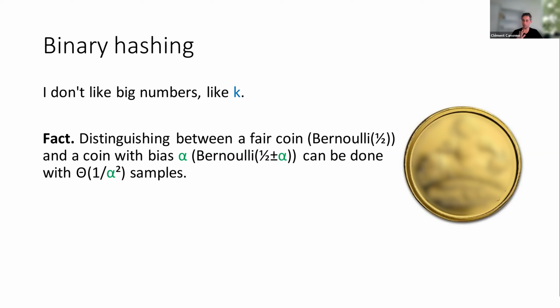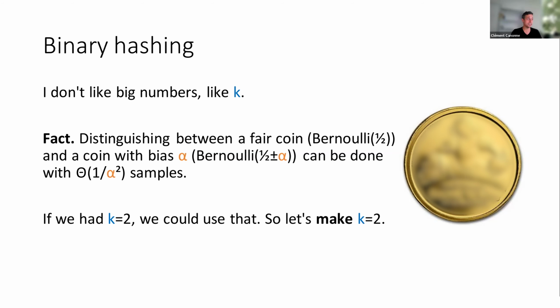And I mean, we know the answer to this one. I think if we didn't know by now, it would be pretty concerning. So we know that to distinguish between it's fair or it has bias at least alpha, we can do that with one over alpha square samples, and it's tight, and we even have more refined bounds of some sort. So if we could just use this, then we would be good.